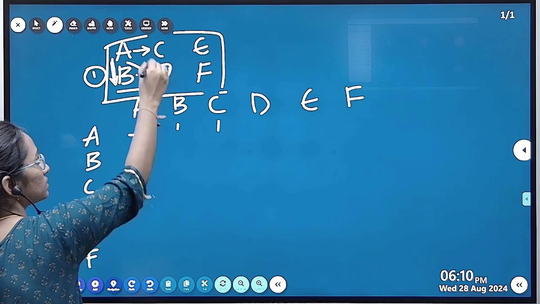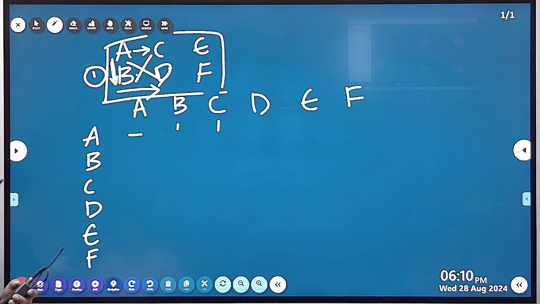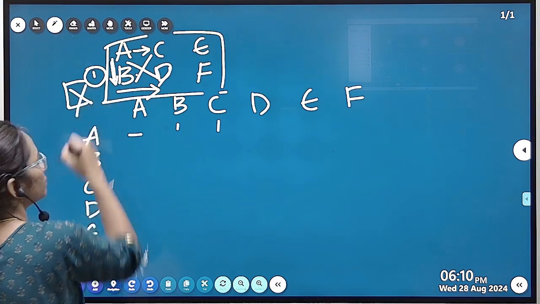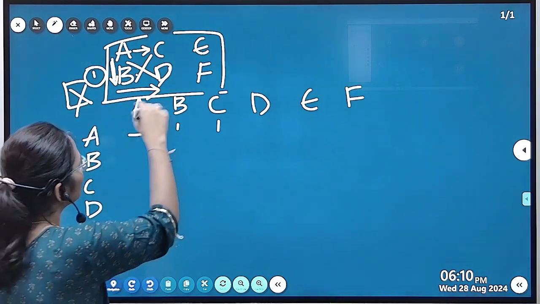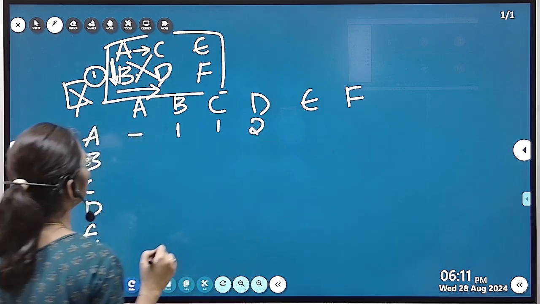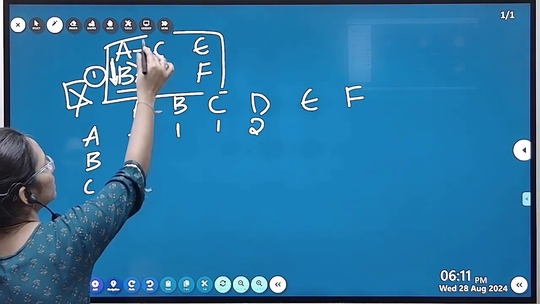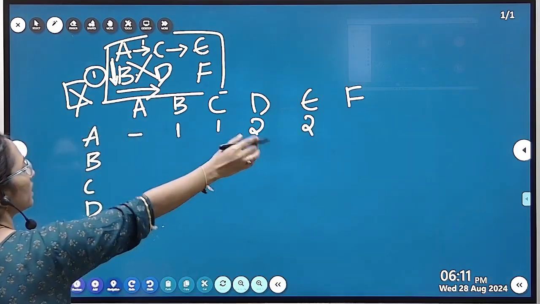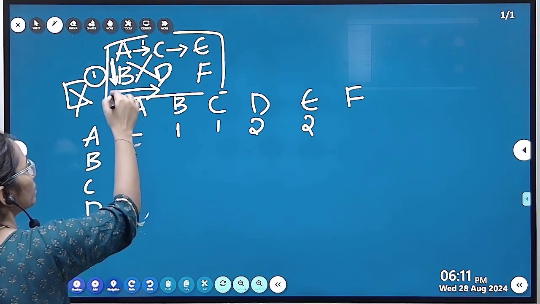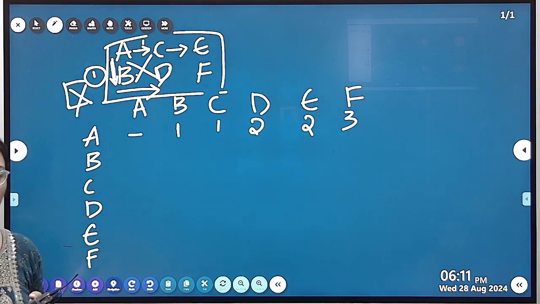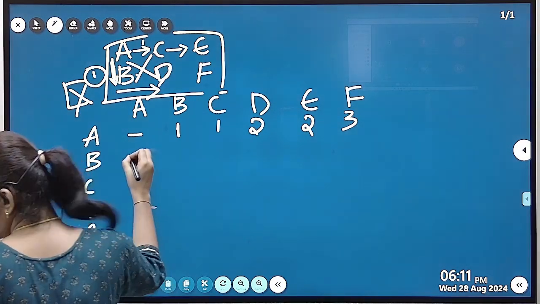It cannot move cross. It can move forward or downward. The movement will always be straight. So D, 2. Next E, A to E, A to C 1 and C to E 1, so that is 2. Next A to F, 1, 2, 3. Did you get it? Online, did you understand? Next one, tell me.